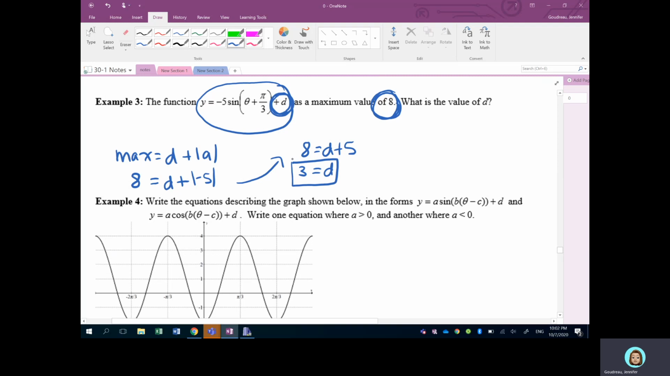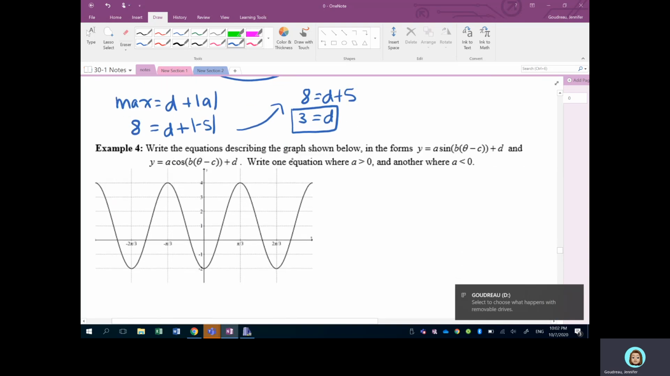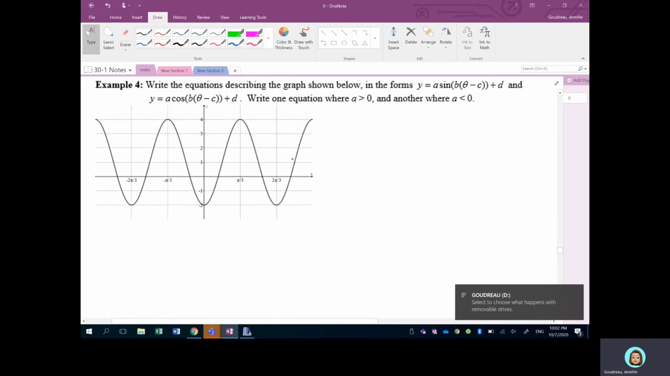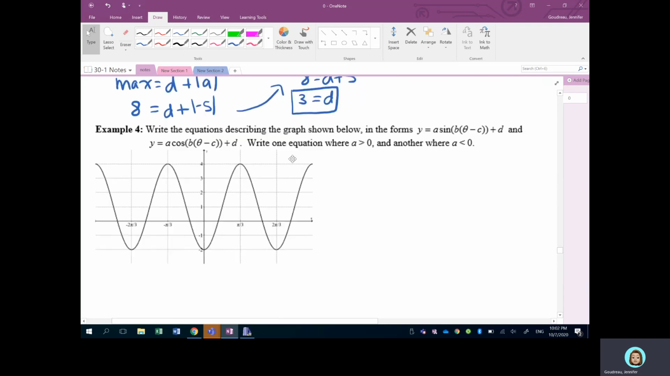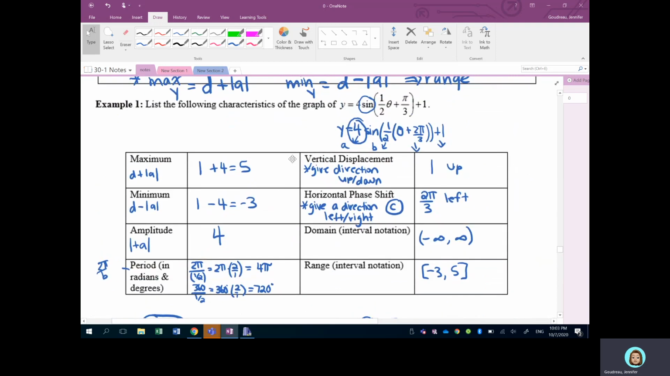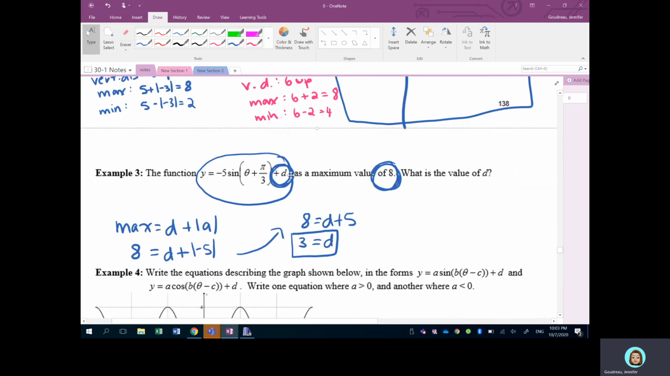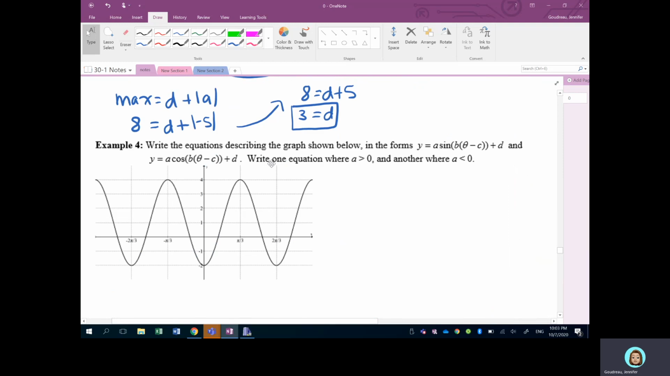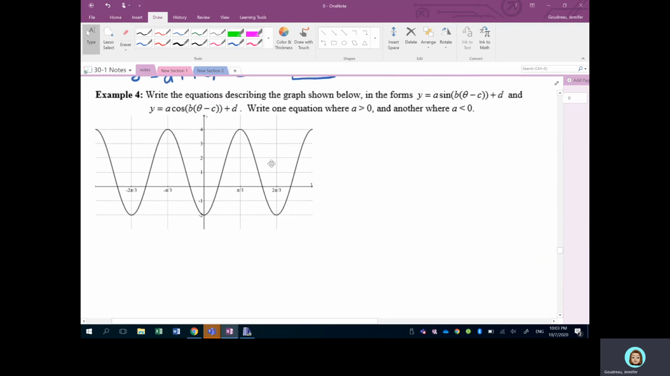So those little formulas, those maximum and minimum formulas, really help us when we are solving some of these questions. Okay, now a bigger challenge comes up when we are writing the equations based on a graph. In all of these examples that we've done, the equation was provided for us, and what we were doing was listing the characteristics. Now we need to write equations for a given graph.